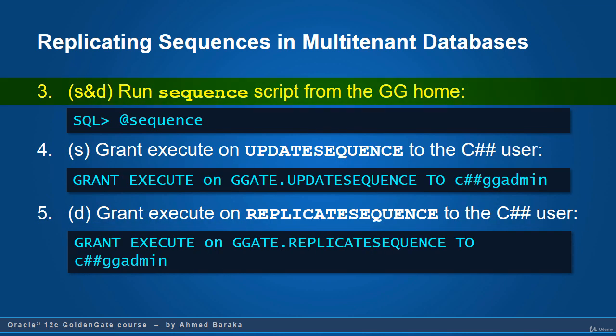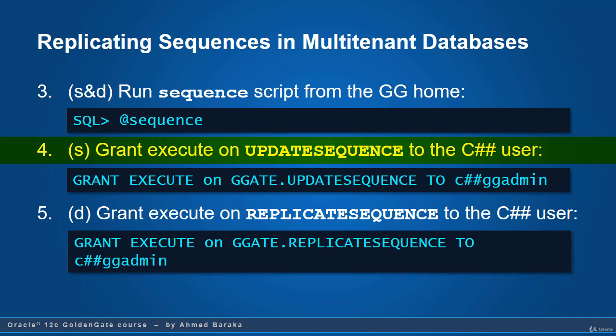Third, run the sequence script from the Golden Gate home. This script creates procedures that will be used by Golden Gate processes to read the current sequence values from the source database and change their values on the destination database. This script should be run by a sysdba user, but it will ask you about the username to which the procedures will be granted. You should enter the username of the user that you created earlier.